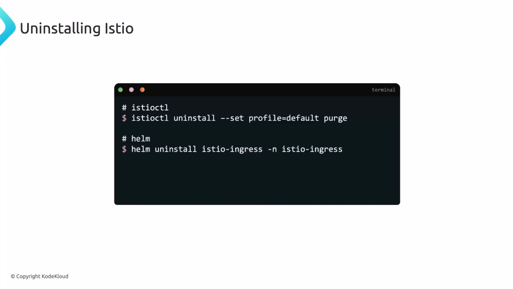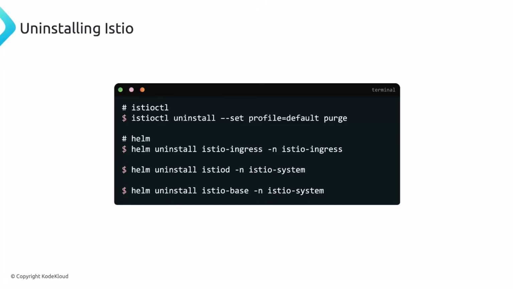Now to uninstall Istio, it's very easy. All you need to do is run istioctl uninstall, and you can pass in the name of the profile, and you pass in the, actually there's a typo here, it should be --purge. Or you can use helm uninstall, and you would need to uninstall it for each chart, unfortunately. But enough of the theory. Let's quickly go over to a demo, and I'll give you guys an opportunity to do this on the lab.